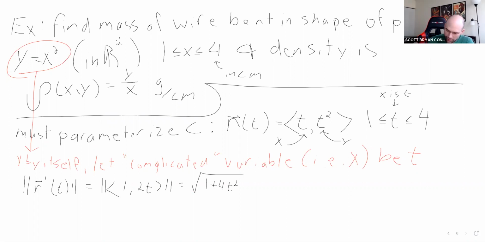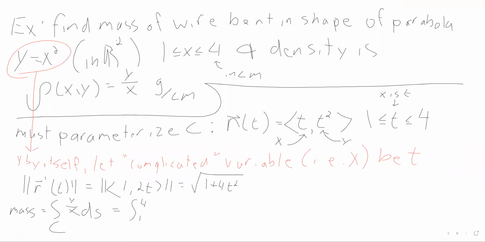Okay, so let me calculate our integral. So we know the mass is equal to the integral over our curve C of the density y over x with respect to arc length. And so plugging in what we just calculated, we know t goes from 1 to 4. What is y over x when we replace x and y with their parameterizations? It's just t, right? t squared over t.